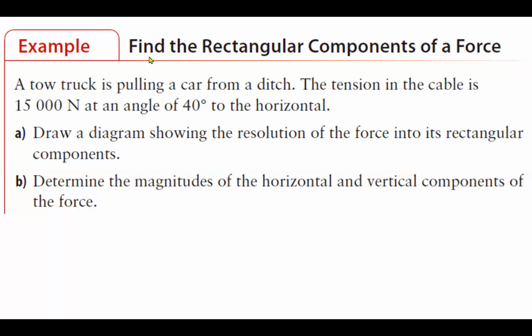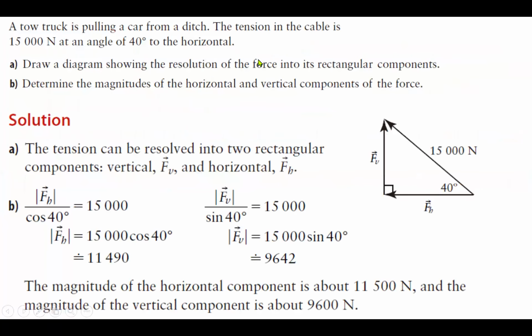Okay, have you finished? Any ideas? All right, let's have a look at the solution together. So as shown here in the graph on the right, the tension can be resolved into two rectangular components. The vertical, which is denoted by FV, and the horizontal, which is denoted by FH. And we know that FH plus FV equals the resultant force.